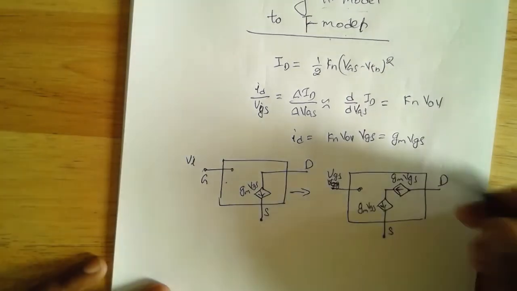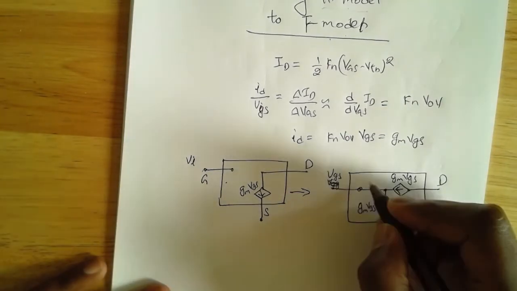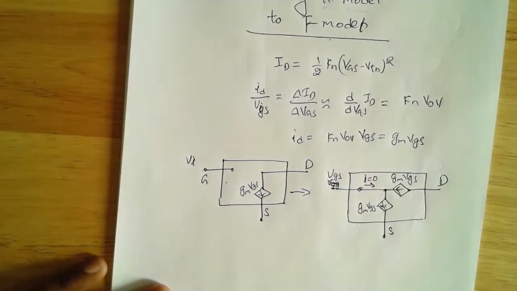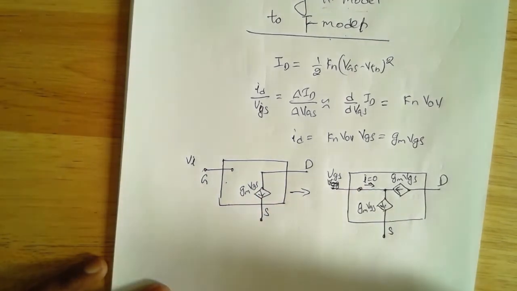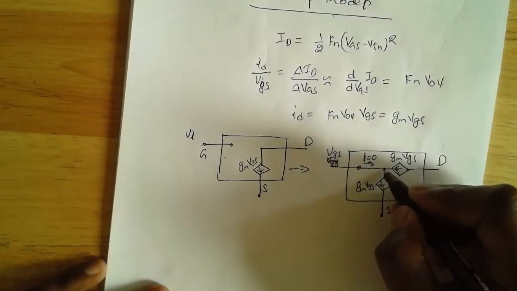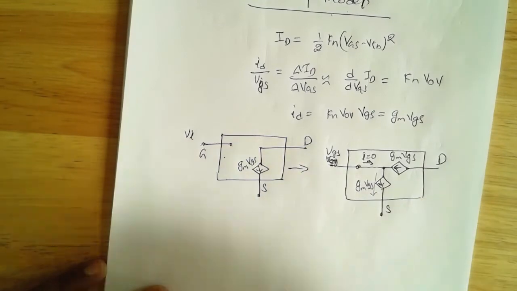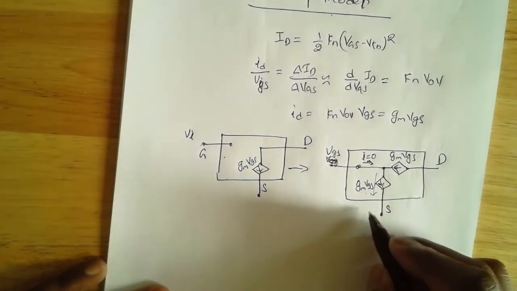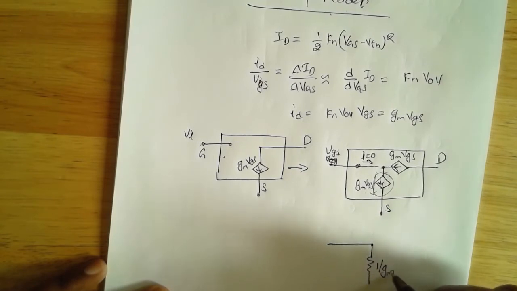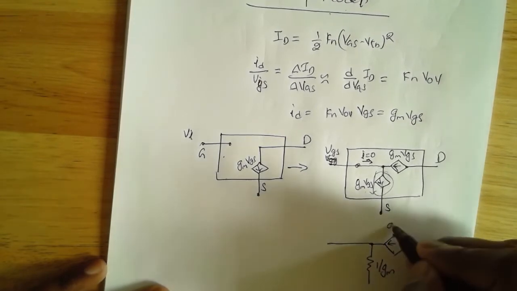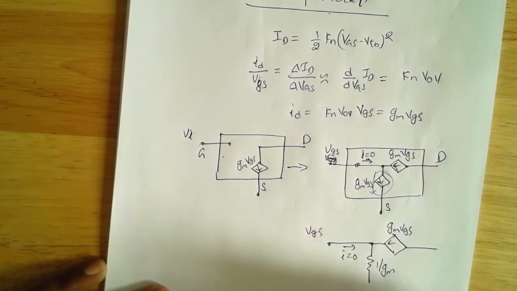Now, the next thing I'm going to do is join this point to this point here. I'm going to say I equals 0. As long as this current is 0, nothing has changed. This still is like an open circuit. Now, from the gate to source, the voltage is VGS, and the current in this part is GM VGS. So if I replace this with a resistor, 1 over GM, this is GM VGS, this is VGS, and the current is 0, this is the source.